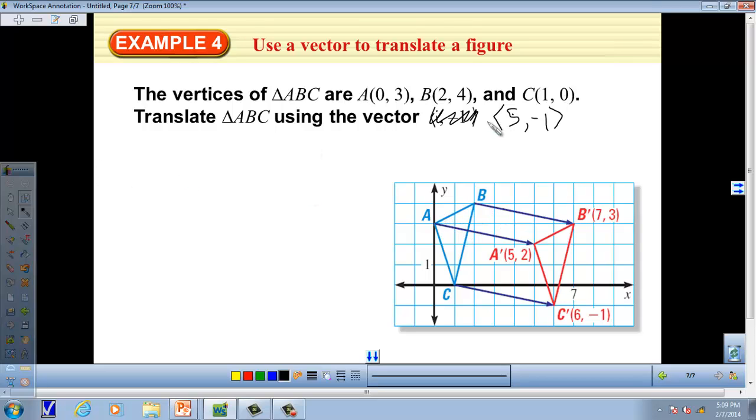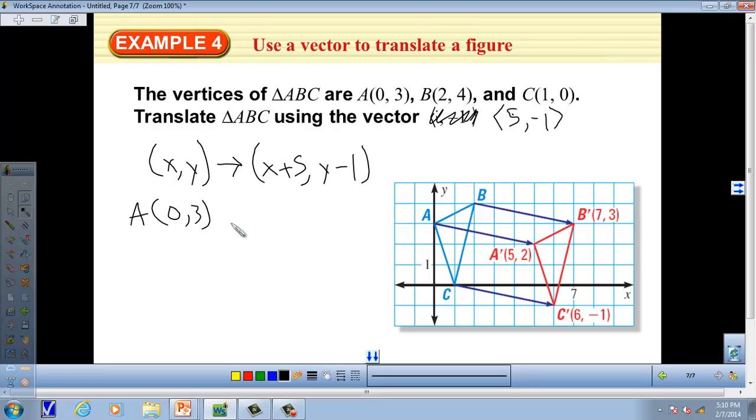Okay? And it says to translate it. So basically, this tells us the same thing as (x, y) leads to, because the first part is 5, we would go x plus 5, and the second part is down 1, so we'd say y minus 1. So this is just another way of writing what we have here, but we're doing it with vector notation. So the first point, which is at (0, 3), becomes 0 plus 5, which is 5, and 3 minus 1, which is 2. So there's our (5, 2).